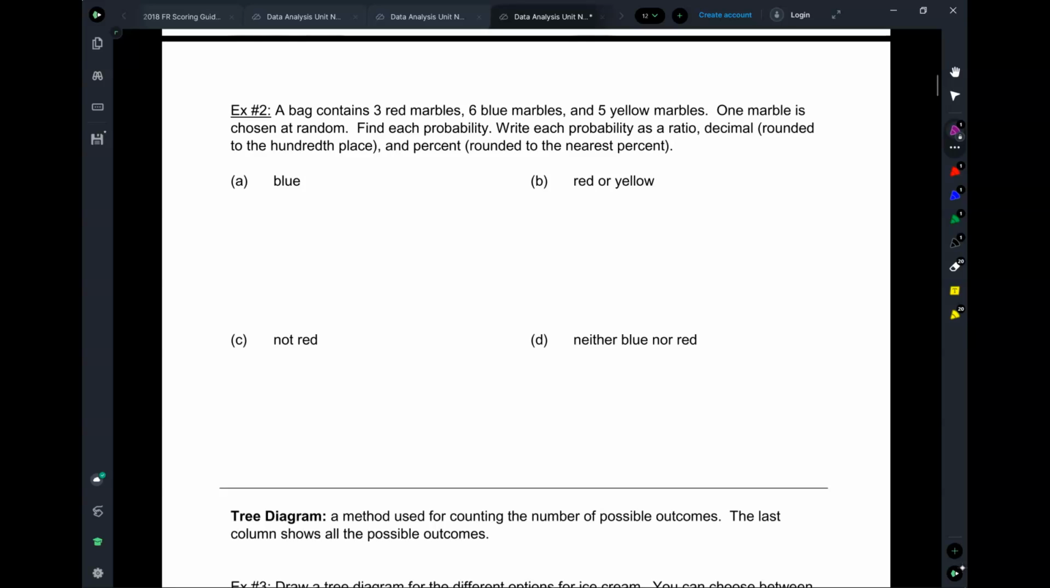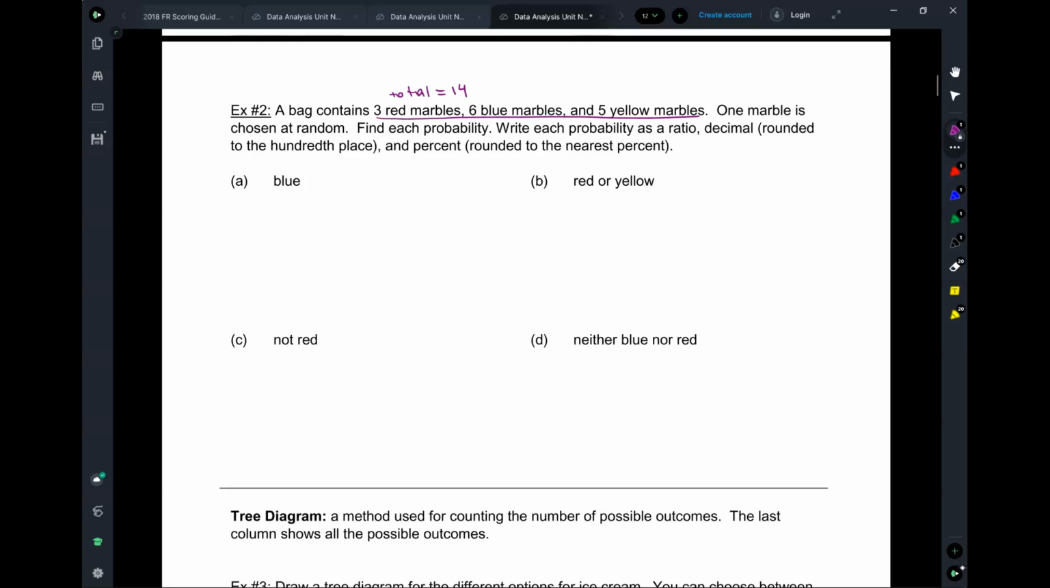Okay, a bag contains 3 red marbles, 6 blue, and 5 yellow. 1 is chosen at random. Find each probability. Okay, so first you need to know how many. So in these, what's the total? Total is 14 marbles. Okay.